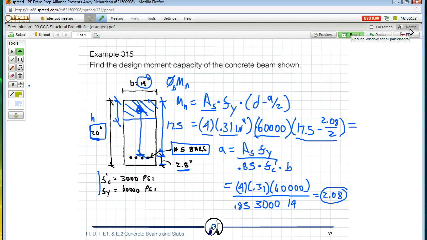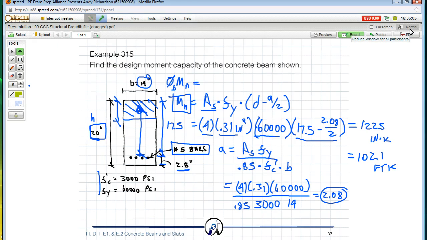And I get the nominal, and that's M sub n without the phi, is 1225 inch kips. Divide that by 12 inches per foot. Typically you're going to find the concrete strength in kip feet or foot kips. So dividing that number by 12, we'll get 102.1 foot kips. And that's the nominal capacity.